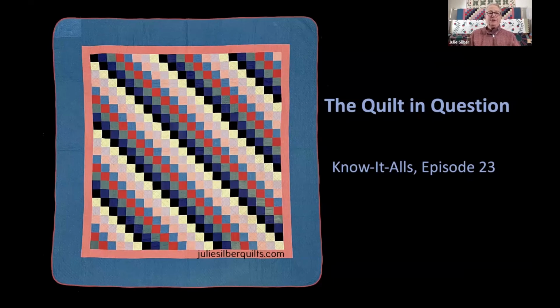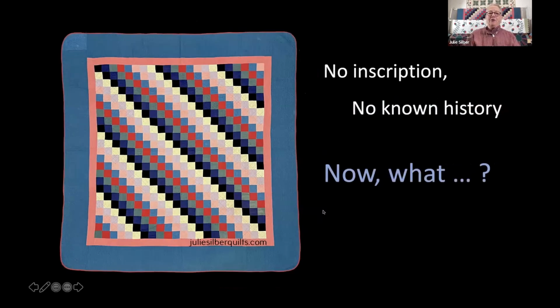This is a quilt that came into my inventory in the last month or two, and so I'm in the process of trying to figure out some things about it. The first thing that I noticed, of course, was that there was no inscription, no known history at all. It came to me with literally no information except that it was sold at an auction in Pennsylvania, and I believe it was southeastern Pennsylvania.